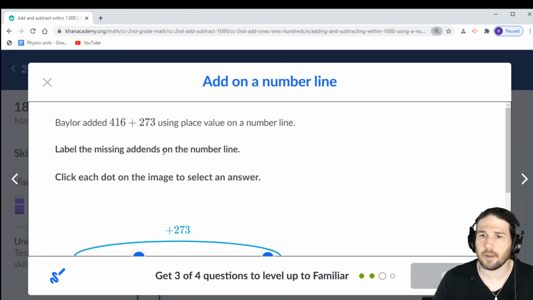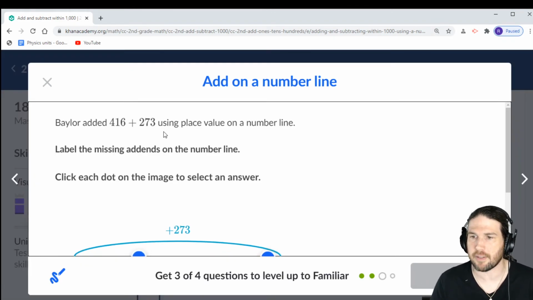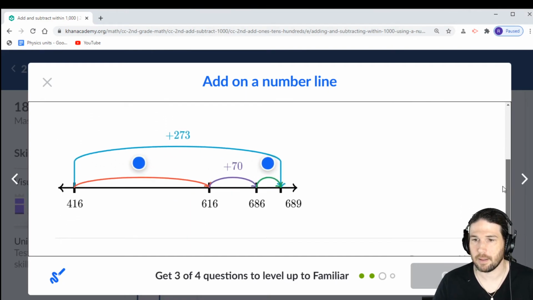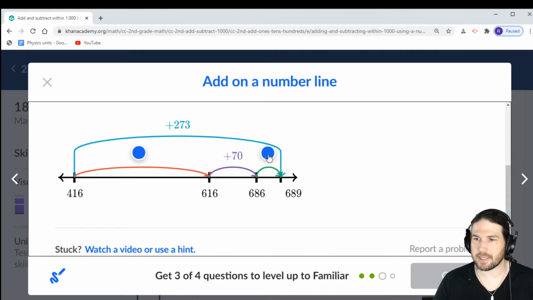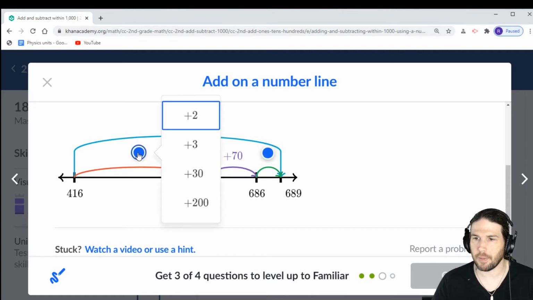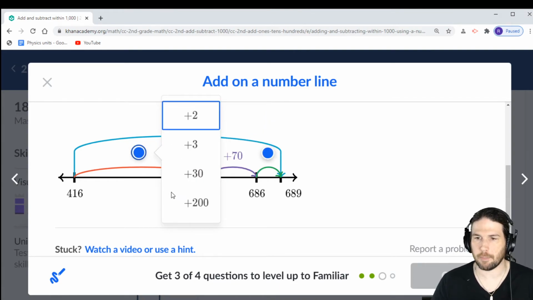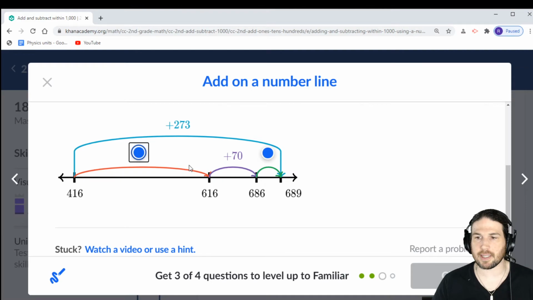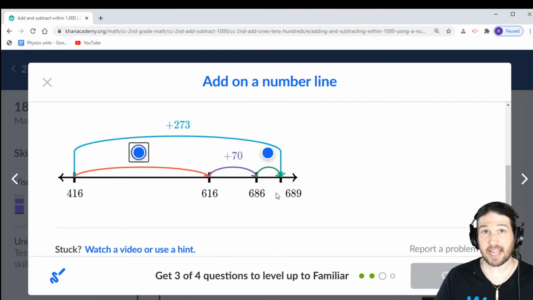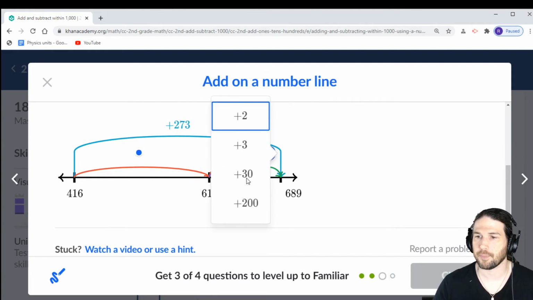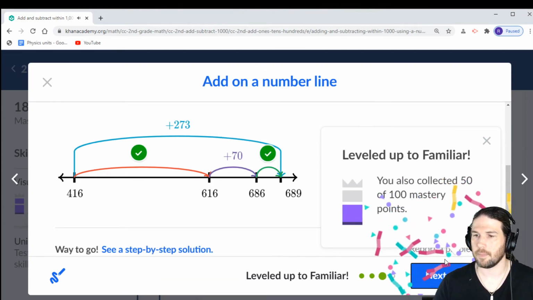Baylor added 416 plus 273 using the number line. All right, so what are we missing? It looks like we're missing 2 pieces here. Oh, that's kind of cool. Look at that. We can click on this thing and it'll give us a drop-down menu. This plus here is clearly plus 200, right? We're adding 200, then we're adding 70, the tens place, then we're adding 3, the ones place. So we'll go ahead and say 200 plus 70 plus 3. Nice.